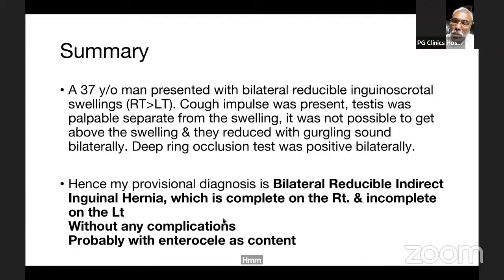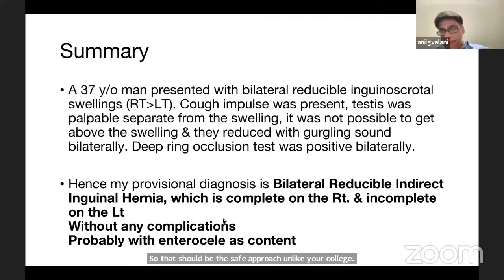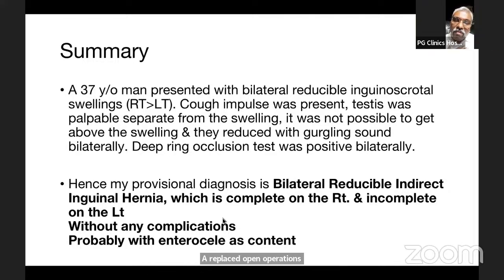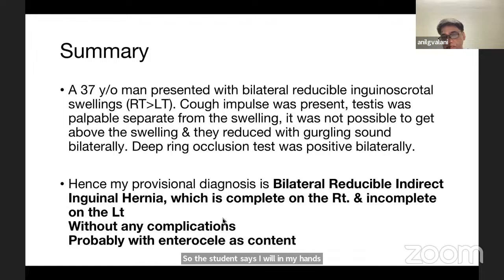Correct. True. So that should be the safe approach, unlike your cholecystectomy, where 100% laparoscopy has taken over or replaced open operations. So if the student says, in my hands, I would do a safe mesh repair, I think I will accept without much of a challenge to him. Correct, sir. That is for the exam sake. I am asking as a faculty.